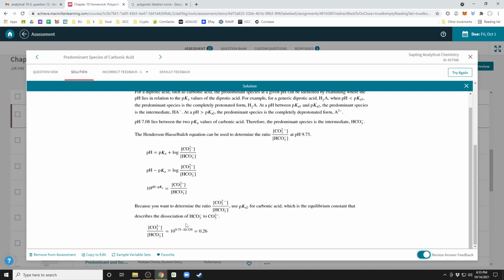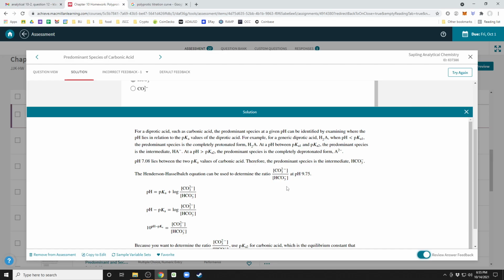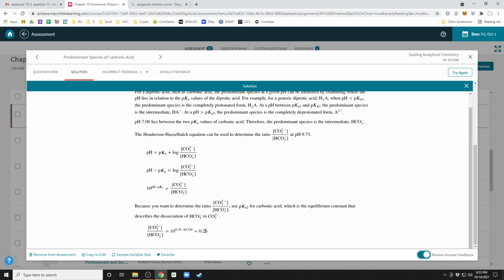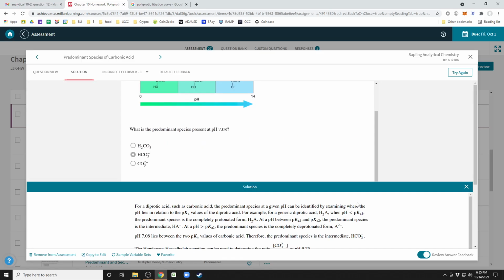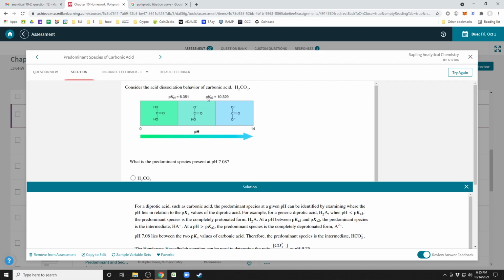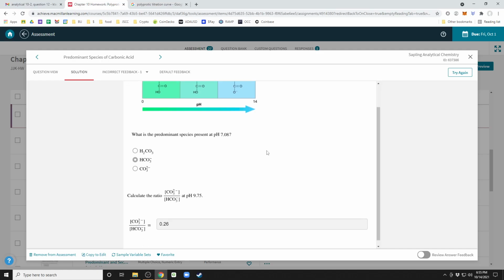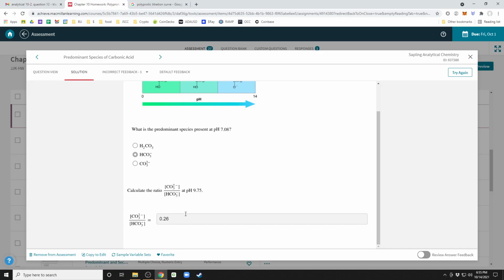Our pH is 9.75 from the problem we were asked. I'll hit the X in just a bit, show you again. But 9.75 is the pH they gave you, and the pKa is 10.329. Man, my eyesight's getting bad. That is from this graphic right here. And so that right there is your pH. And so you solve that, and if you have these exact numbers, you'd get 0.26 for your ratio.